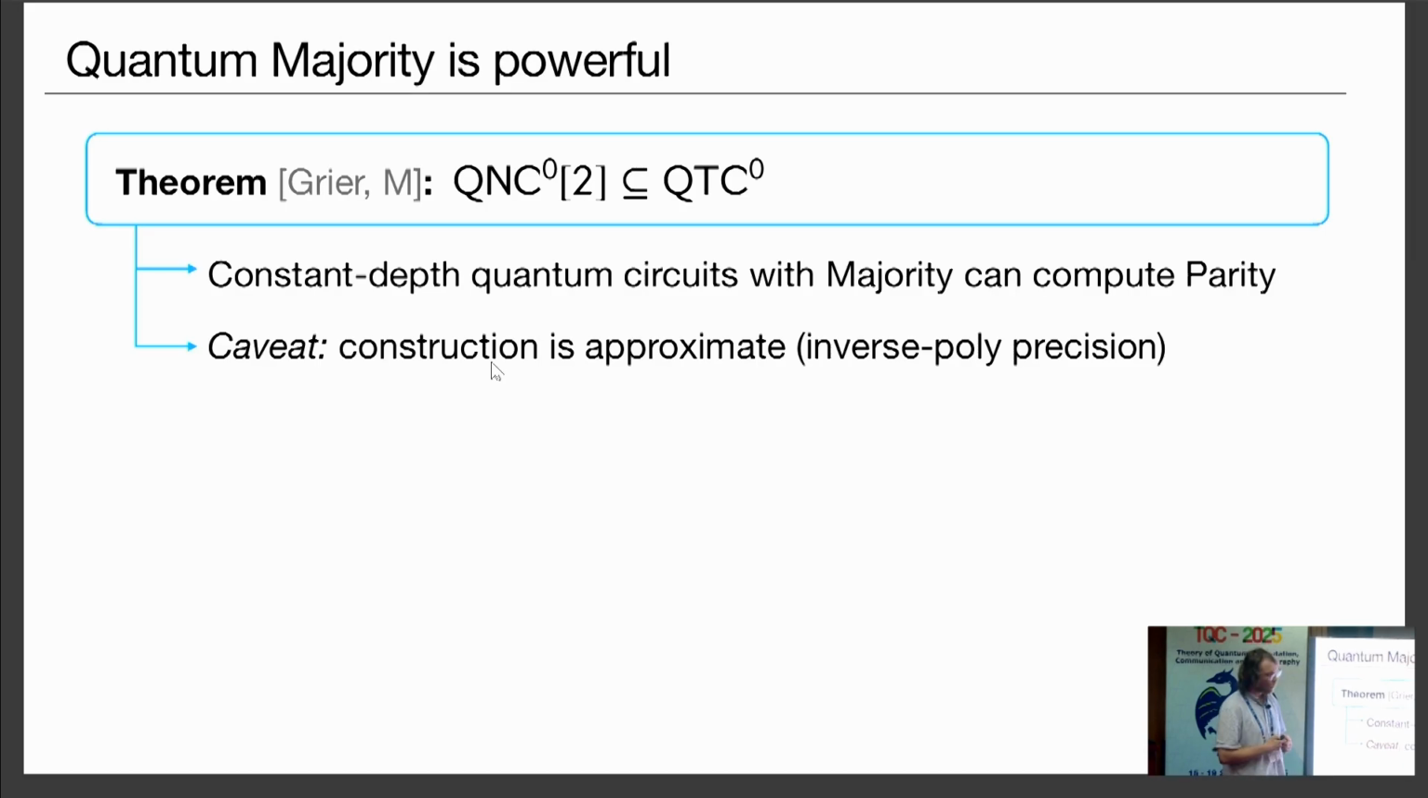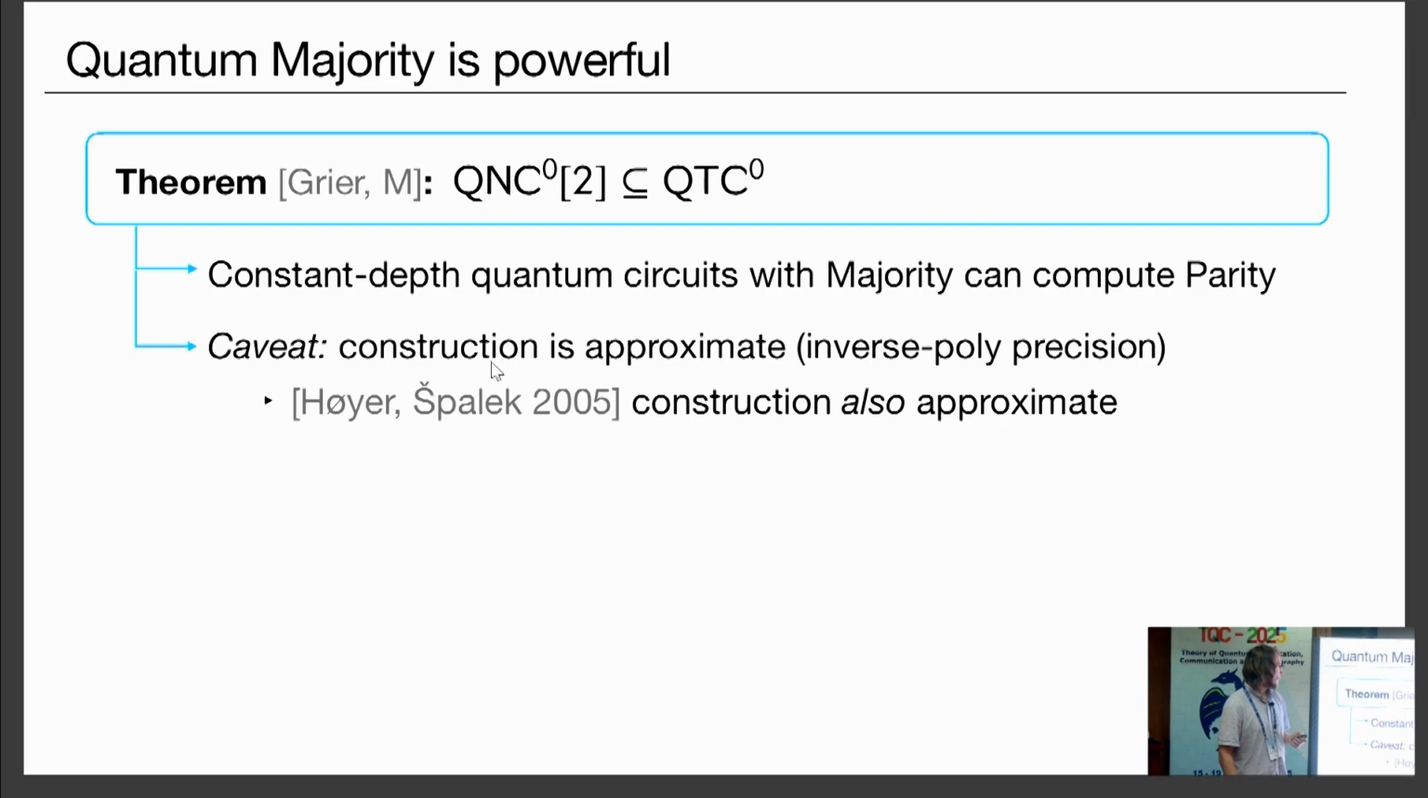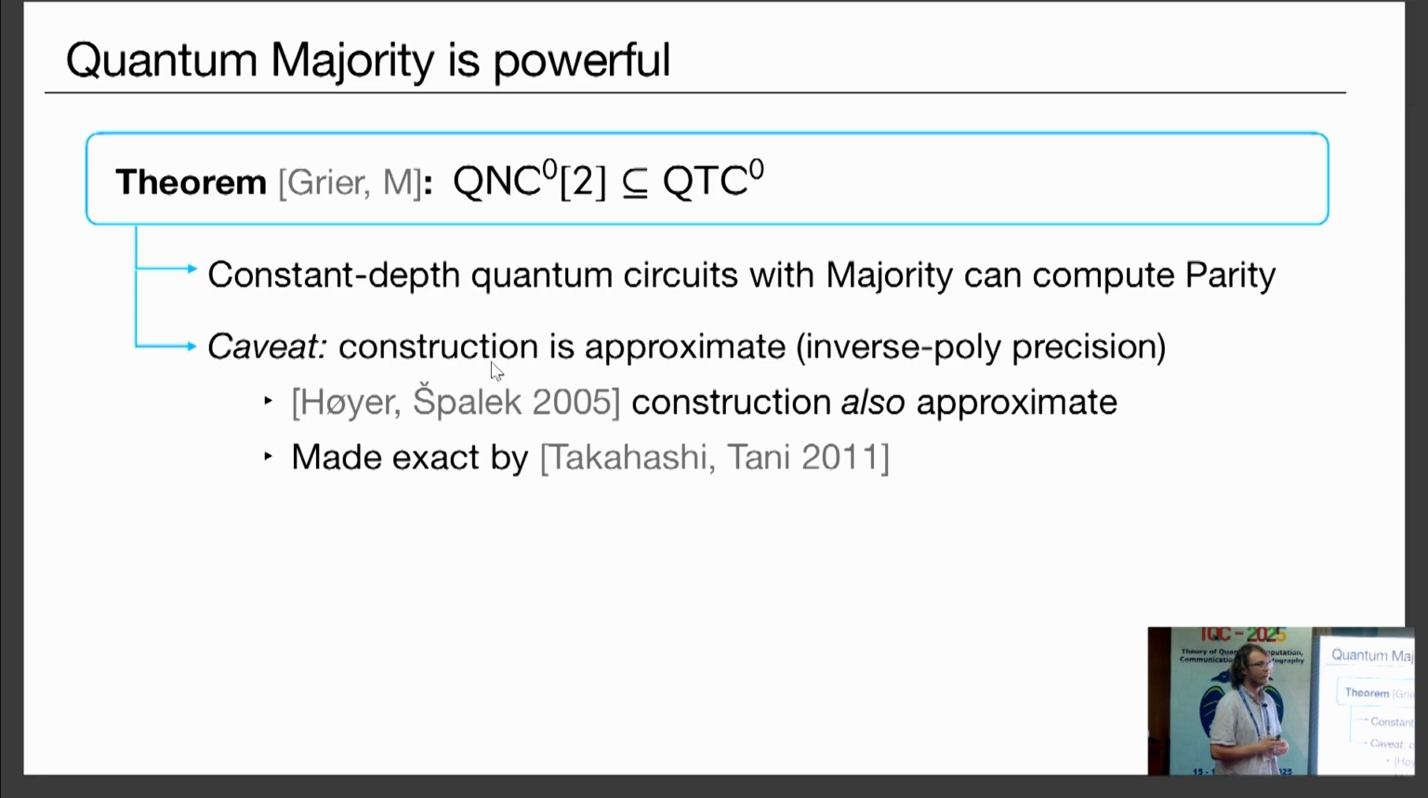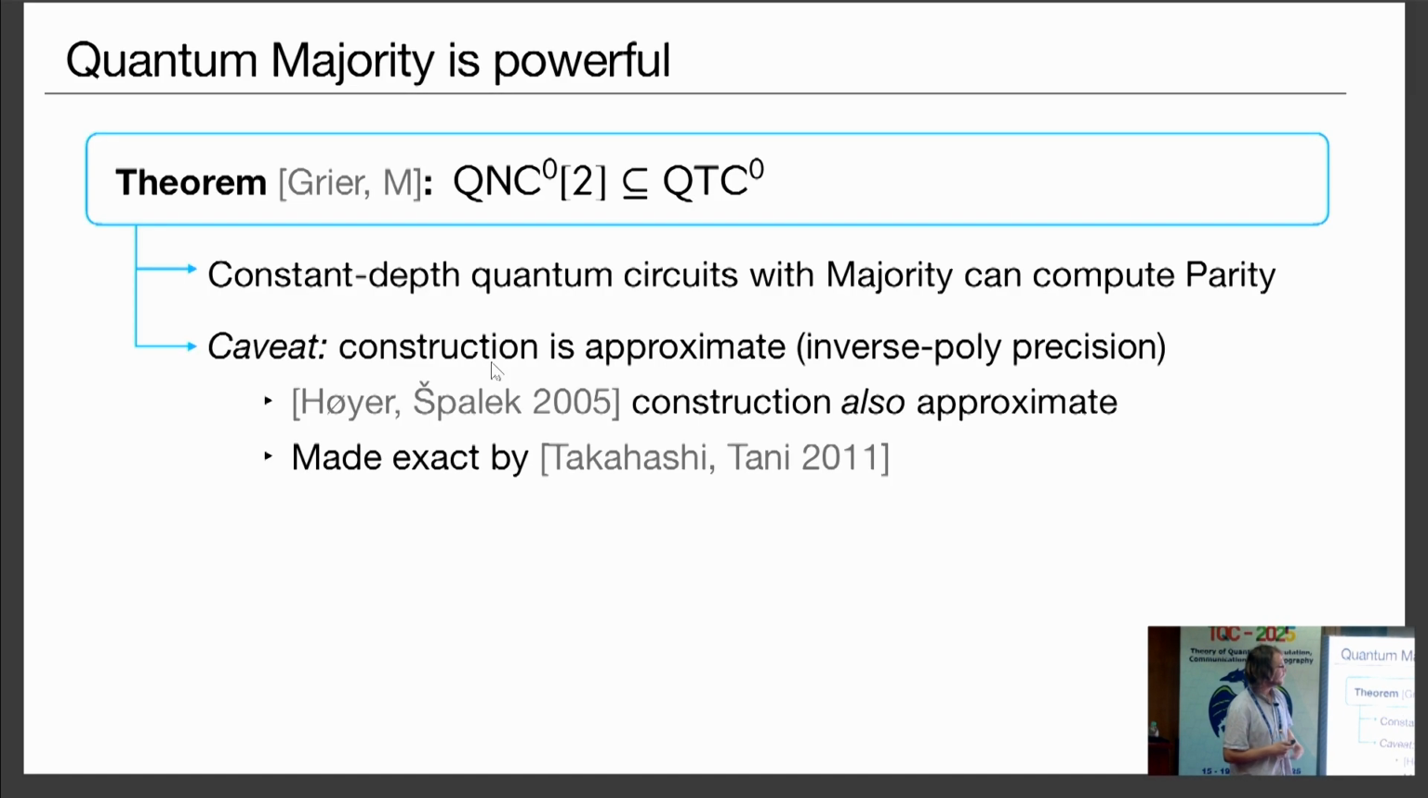And there's one caveat to our result, which is that while all of the Boolean functions in the class on the left can be computed, there's some approximation error inherent in our construction. So say with 1 over n error. This is also the same as the constructions of Hoyer and Spalek, but this was later made exact by Takahashi and Tani 6 years later. So maybe someone will do the same for this result.